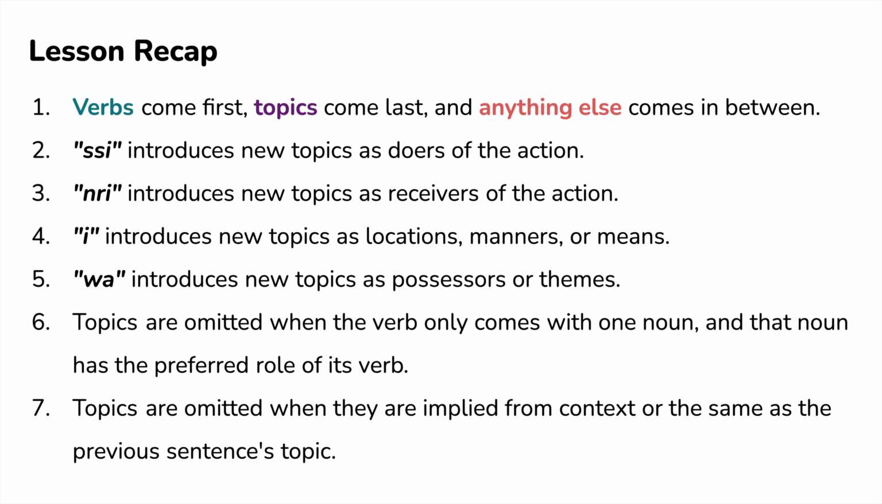Topics are omitted when the verb only comes with one noun, and that noun has the preferred role of its verb. Topics are also omitted when they are implied from context or the same as the previous sentence's topic.